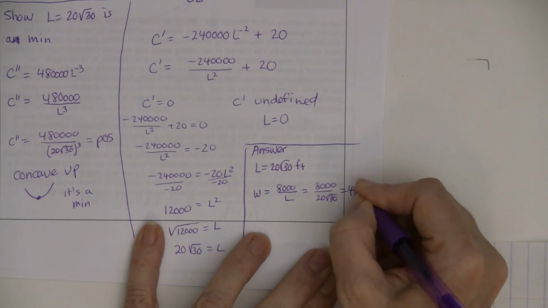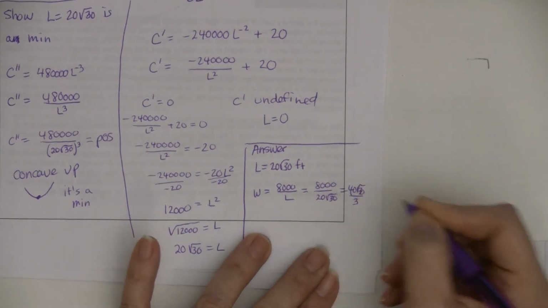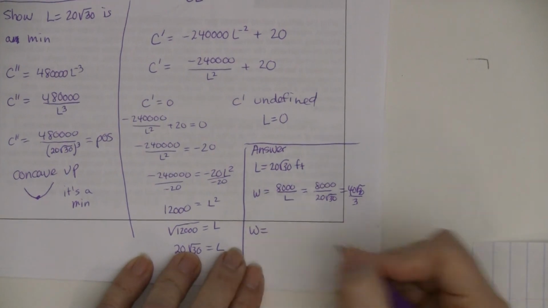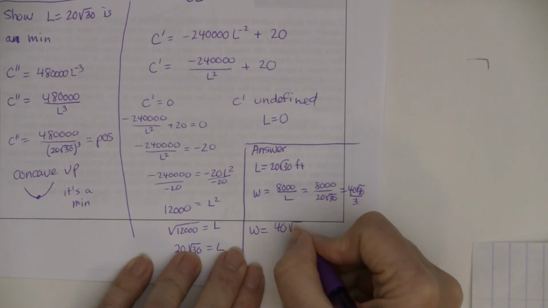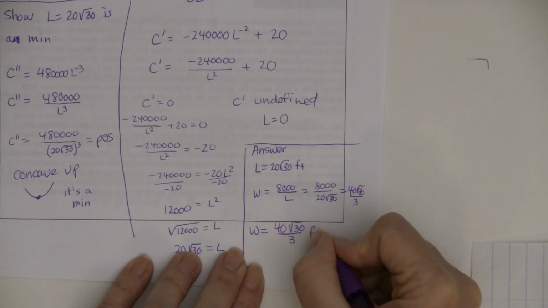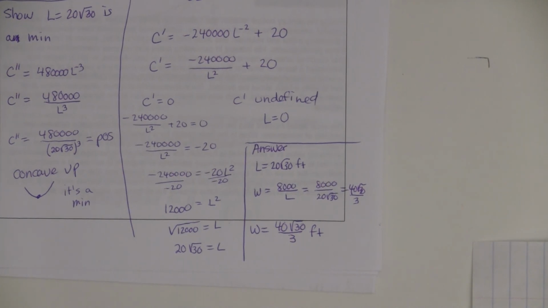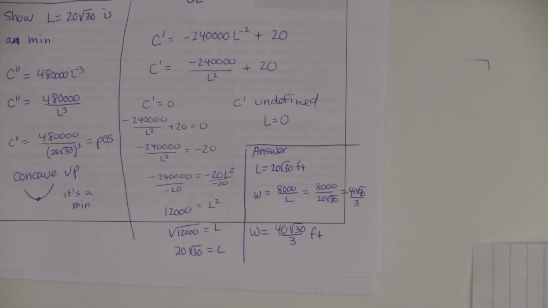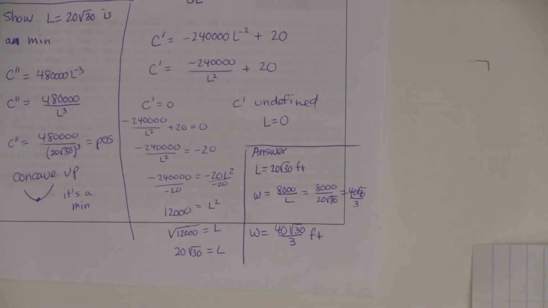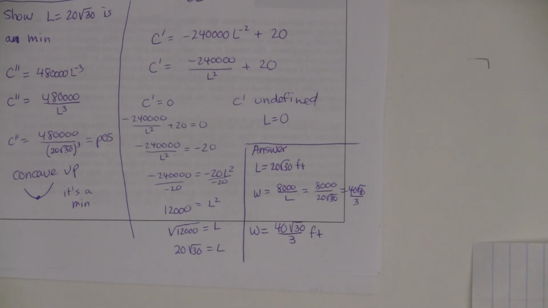So this is 40 square root of 30 over 3. So our W equals 40 square root of 30 over 3 feet. And if we wanted to know the area of the rectangle, which they didn't ask, we could certainly find that. And we could find the minimum cost as well. I was just checking to make sure that we had the right answer, because that would be silly for me to go with it if it wasn't the right answer.